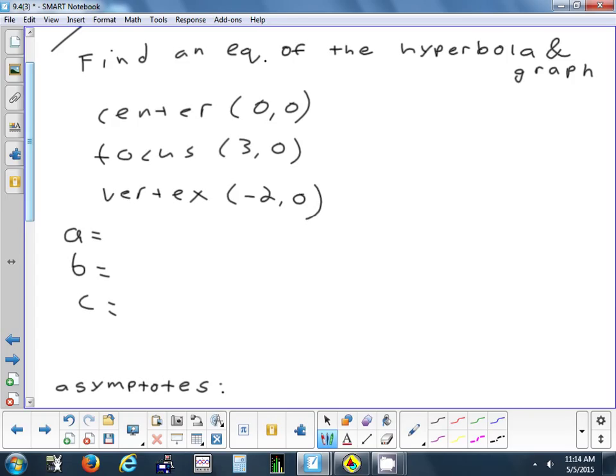Okay, let's start with A. Distance between the center and the vertex. Okay. Brianna, what's the distance between the point 0, 0 and the point that's 2 units to the left of it? It's just 2. Okay. So all the distances here are going to be very easy to find because they're all going to be up, down, left, or right. Not going to have any distances on a diagonal. So it's just 2 units. Okay, B, we're going to hold off on for a second, and then we'll find C. Darren, what's the distance between center and the focus? 3.